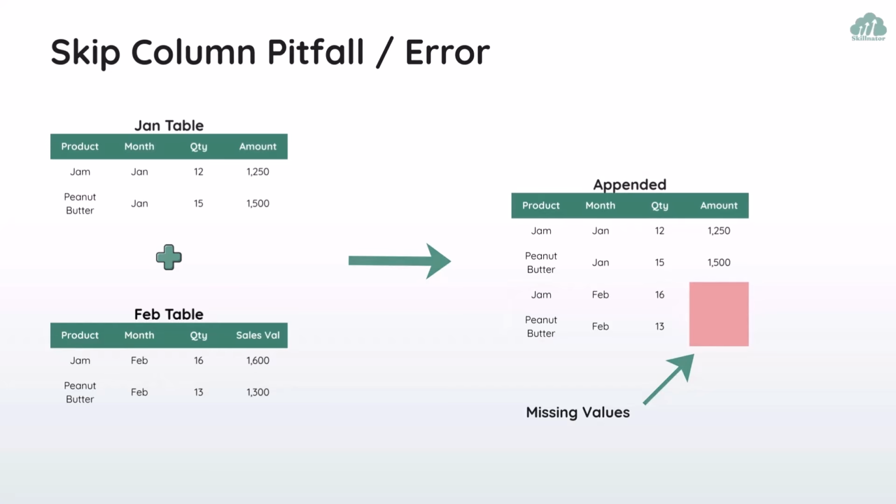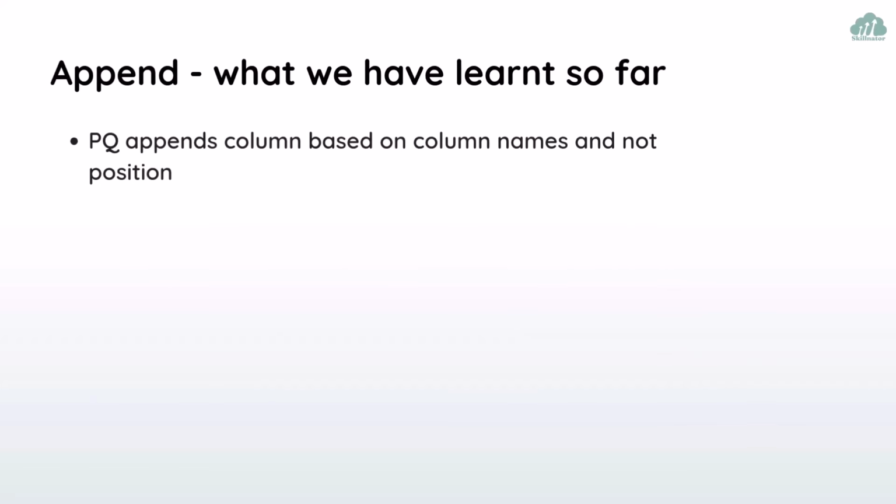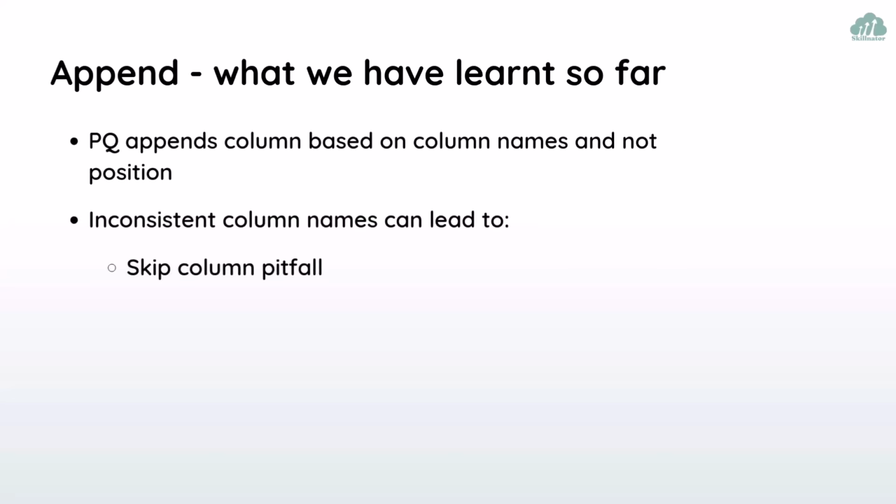Let's recap the learnings from this lesson. When you append tables, Power Query matches columns by name and not by position, so even if the column order is different, as long as the names match, the append will work correctly. If the column names are not consistent, it can result in a split column pitfall or a skip column pitfall.